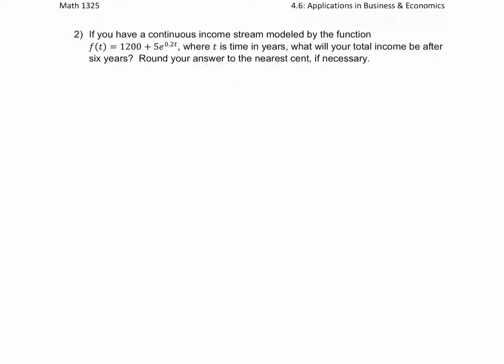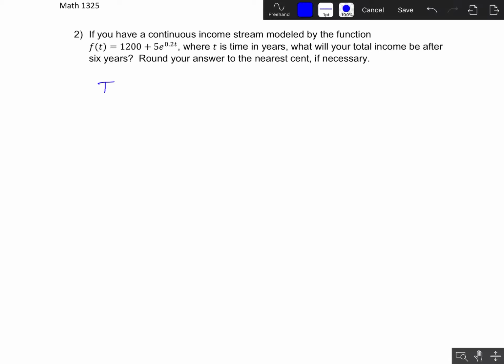So here it says if you have a continuous income stream modeled by this function, where t is time in years, what will your total income be after 6 years? So we know that the total income formula says that the total income is the integral from the initial time to the final time of your rate of flow.